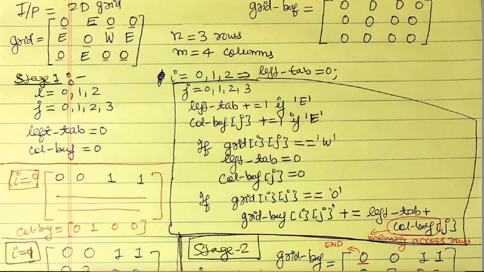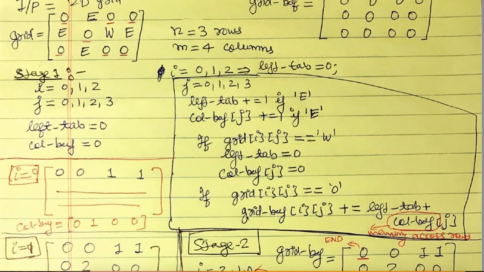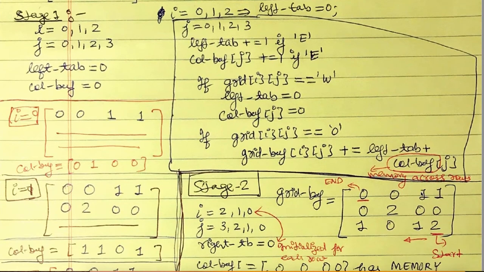And the third is the most interesting. If we found 0, it means we can place a bomb here. So we update the grid buffer by adding 2 elements to the grid buffer: left tab, which means the number of left enemies, plus column buffer, which means the number of enemies available in the column. Okay, and we keep doing it.